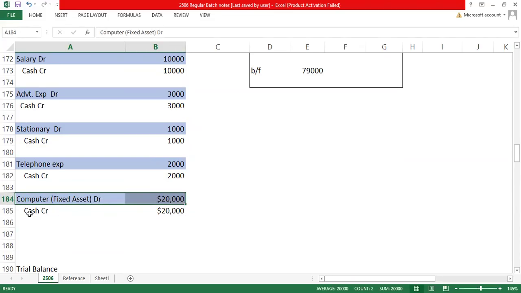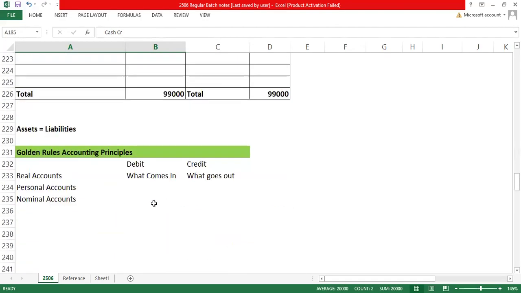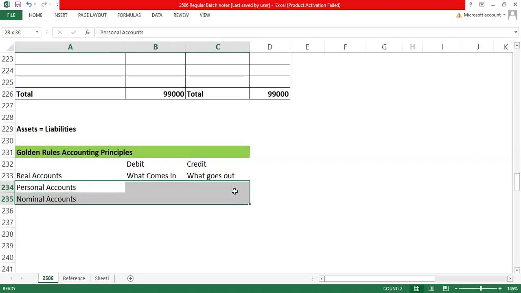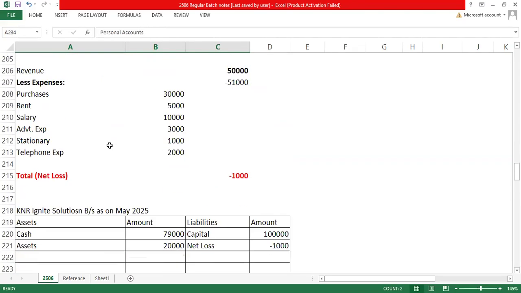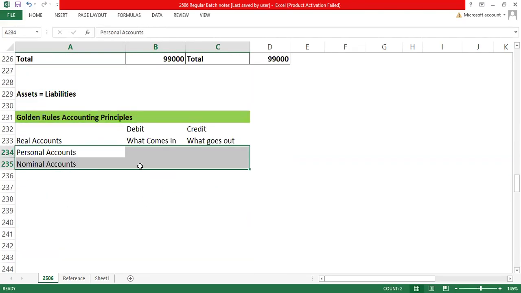Asset is coming in. What goes out? Cash is going out. Does that make sense here? What comes in, what goes out? Why are we talking about that? Now, talk about nominal accounts, for example. I'll come back to the personal accounts later. In this example, we haven't quoted any personal expenses. That's the reason I don't have any personal accounts there.